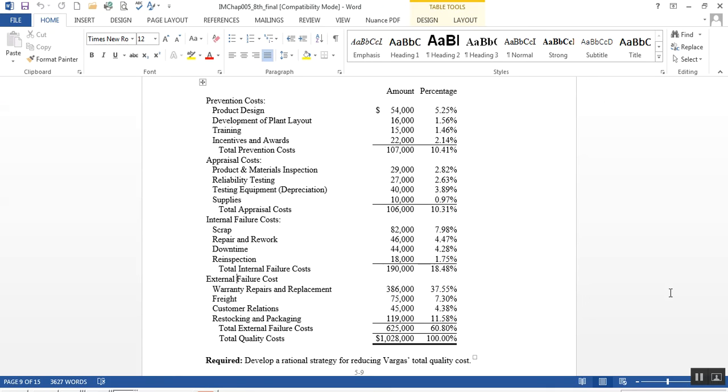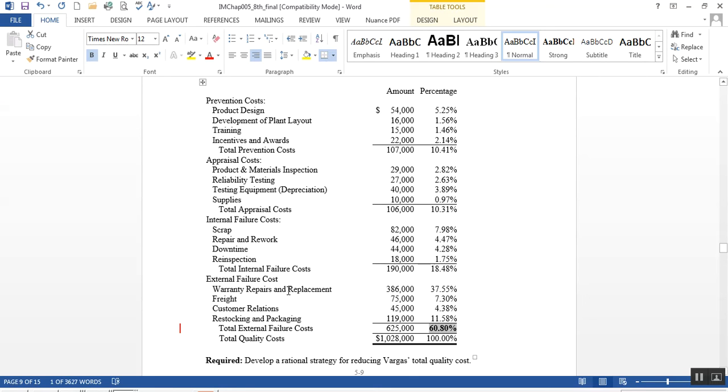So here you'll see a company that has these different types of costs. You can see the percentages. The bulk of their quality costs are spent on external failure costs. Okay? This is a really high percentage. You want the majority of your quality costs to be in the prevention or appraisal stages. Because if you spend more time in these 2 stages, then your costs later on will be a lot lower.